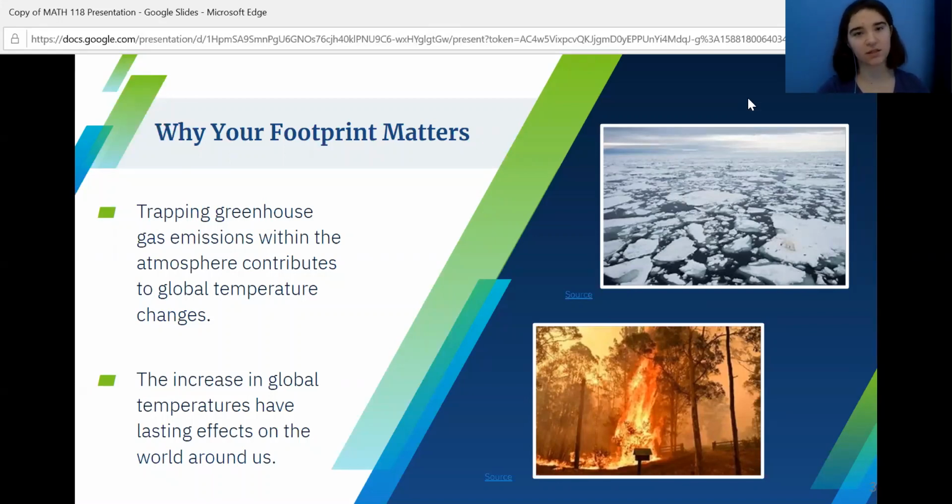So we've already seen the lasting effects of this process on the world around us, whether it be the melting of the polar ice caps, the frequency of wildfires, the frequency of flooding, and other weather and natural phenomena. So we've already seen the impacts of trapping greenhouse gas emissions in the world around us. And so it's important to consider how much our footprint is contributing to those changes.